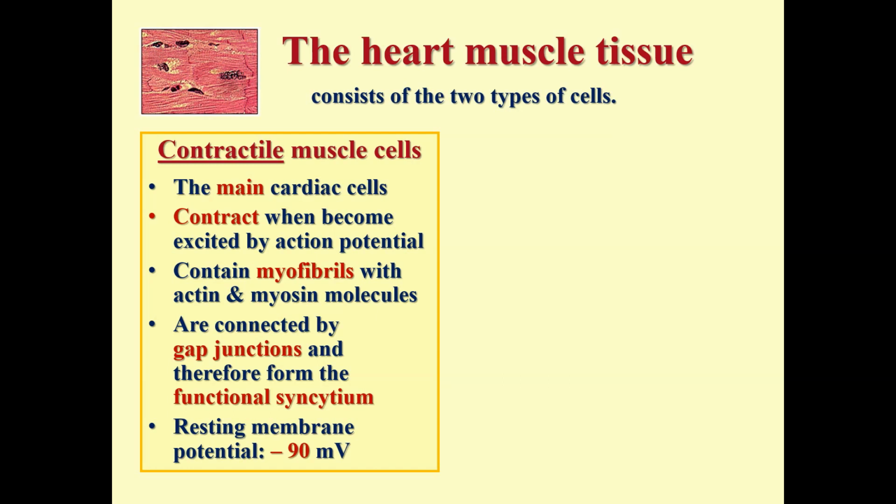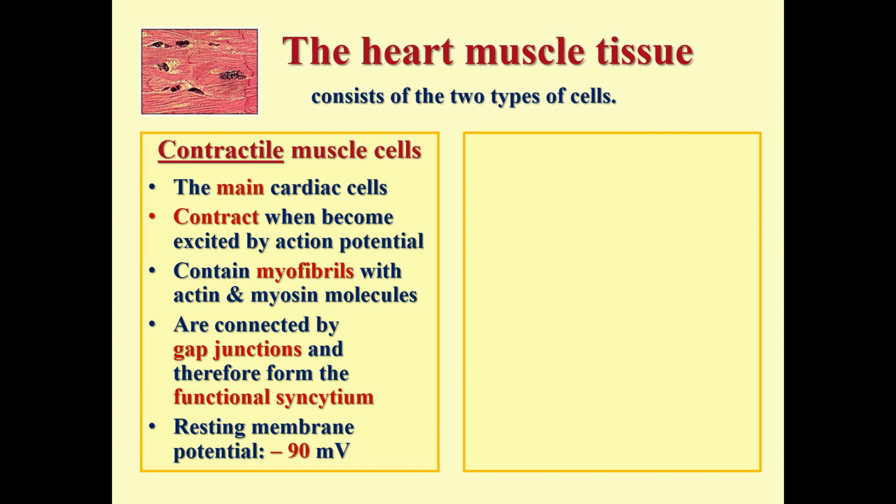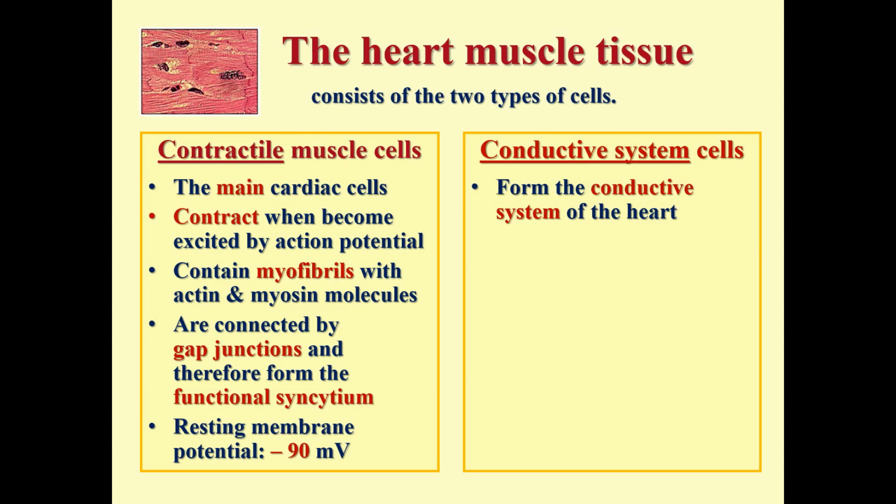And entirely different, very different type of cells are conductive system cells. Of course, these cells are less numerous, and they form the conductive system of the heart with its nodes and bundles and fibers. These cells are able to automatic depolarization and excitation. So they generate impulses that control the heart contractions. Exactly these cells send impulses to contractile muscle cells and drive them to contraction.